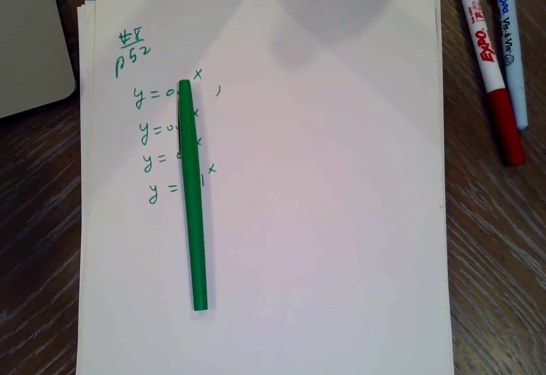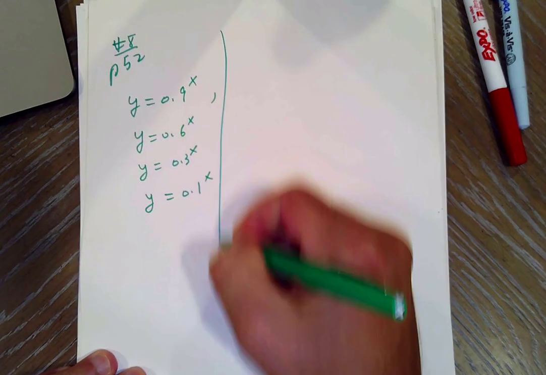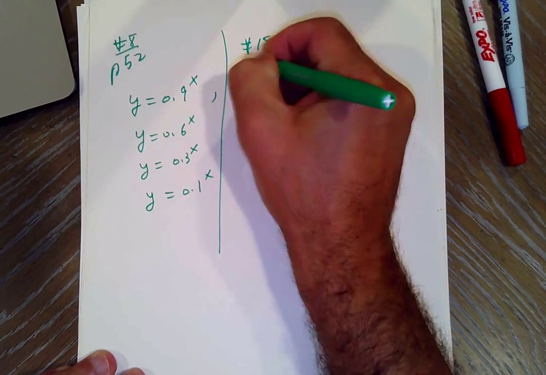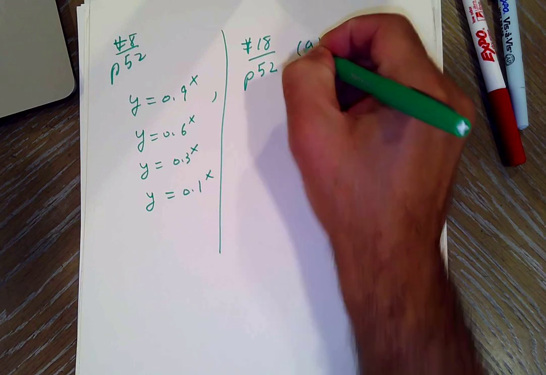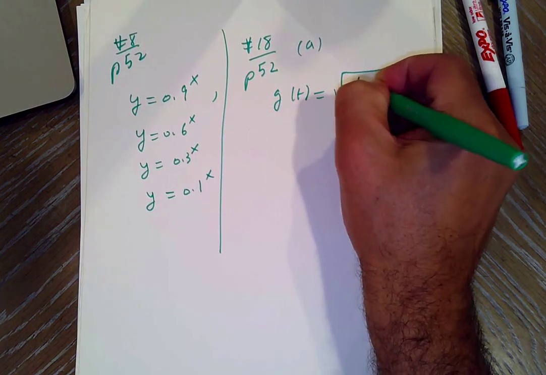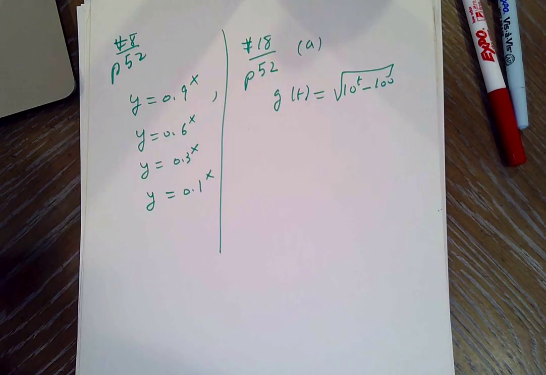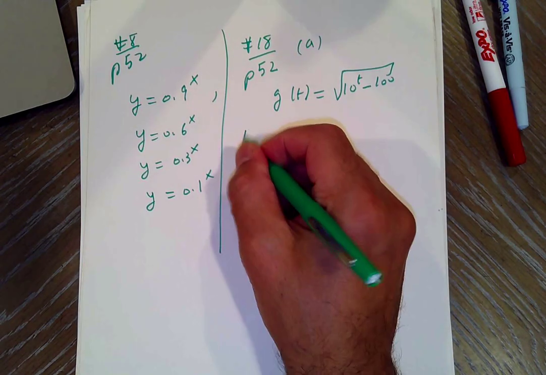Next one is number 18, page 52. Part A, we have g of t equals square root of 10 to the t minus 100. It says find the domain of each function.